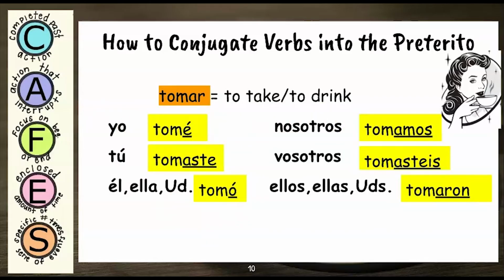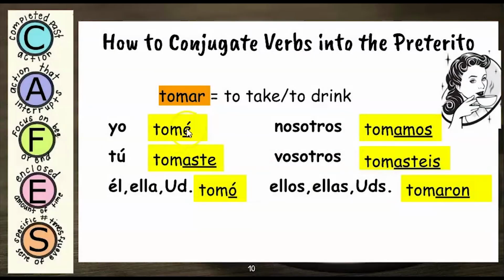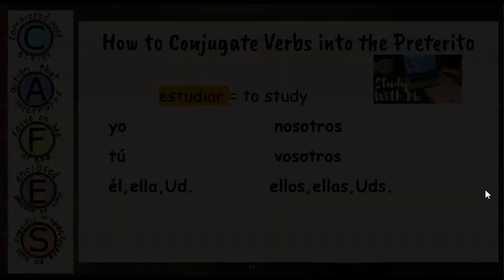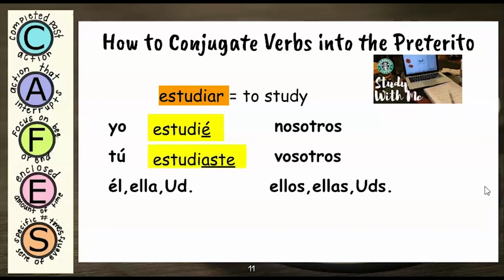Okay, we're going to take a look at another example. Estudiar. So based on these endings right here, é, aste, ó, amos, asteis, aron, let's go ahead and apply that to the verb estudiar. What would the yo form be for estudiar? You know that in the present tense, yo estudio, I study. So I studied would be estudié. Muy bien. Tú estudiaste. Él, ella, or usted estudió.